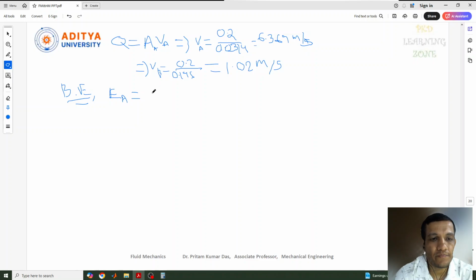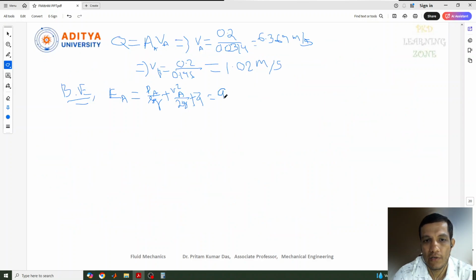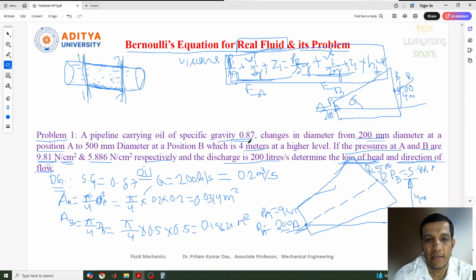So we can write PA by rho g, plus VA square by 2g, plus Z1. The value of P1 or PA given is 9.81, in centimeter square, so we can convert it to meter: 9.81 into 10 to the power 4. Again, we need to calculate rho. Rho is not given, but here it is given specific gravity 0.87, so that can be converted into rho.